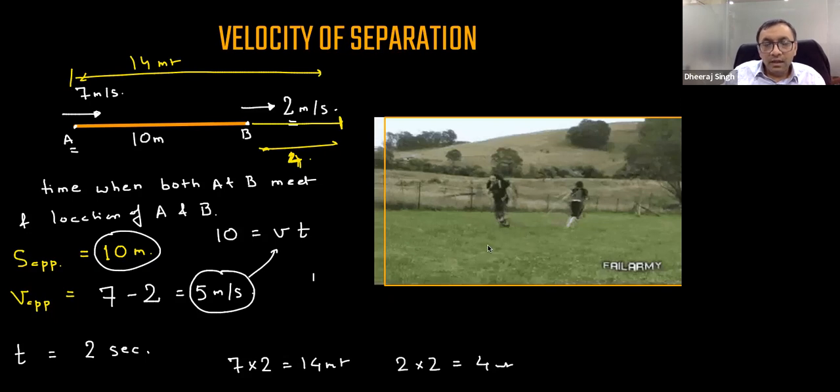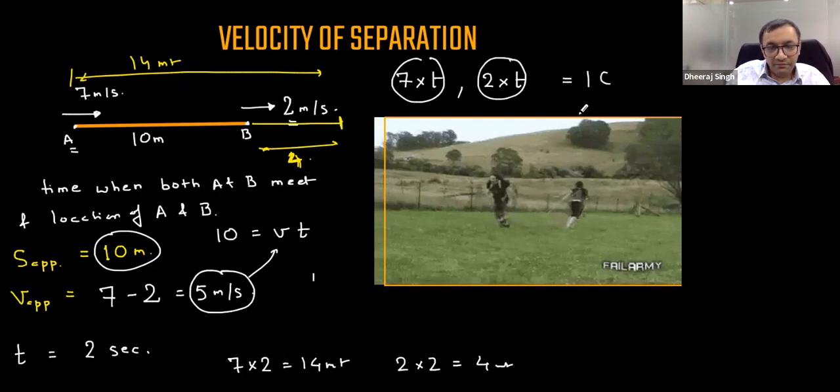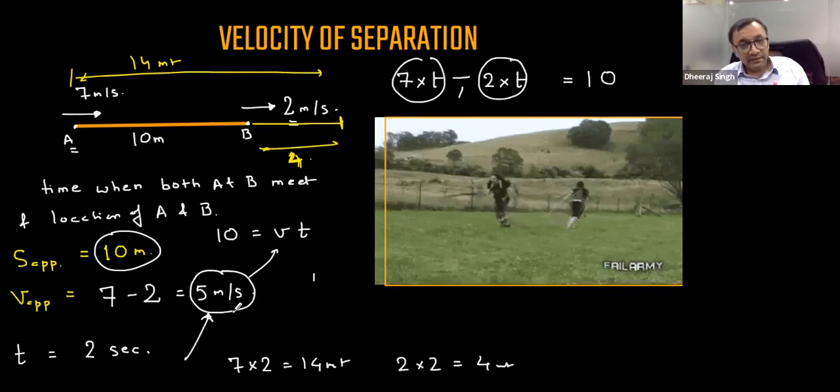No, still there will be a little bit of hesitation. So you can solve the same question by saying that in time t, A will travel 7 into t distance. In time t, B will travel 2 into t distance. If they have to meet, distance traveled by A minus distance traveled by B should be equal to 10. And you get the same answer. But you can directly get the answer like this. So start looking at things like this.